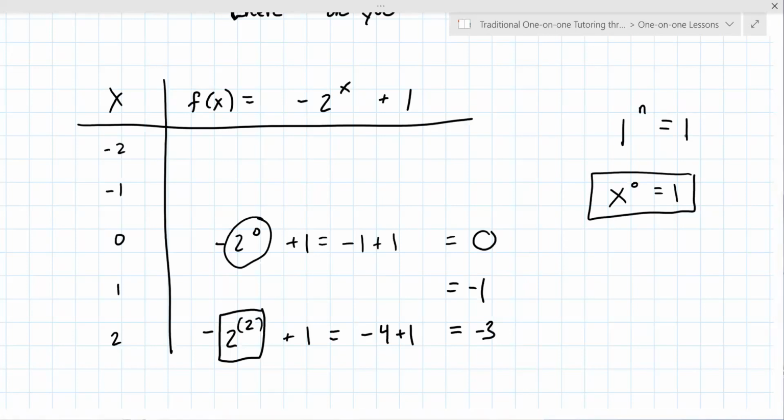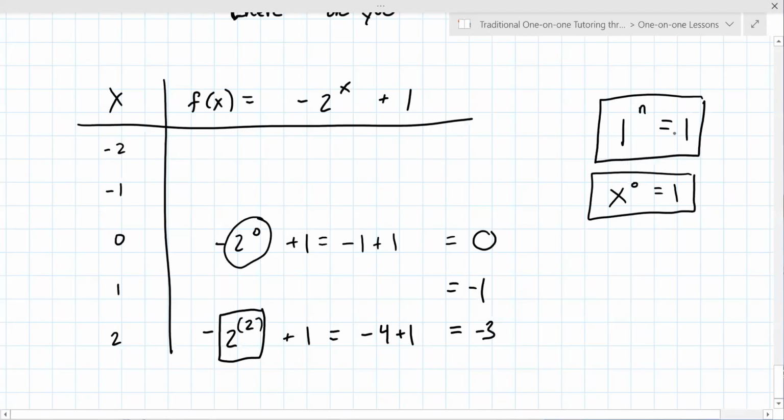Wait, what's that number next to the one? It's an n. Oh, okay. 1 to any power is always 1. 1 to any power equals 1. All right, 1 to any power is always 1.